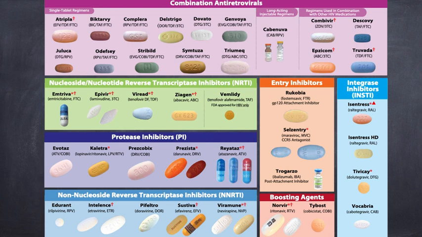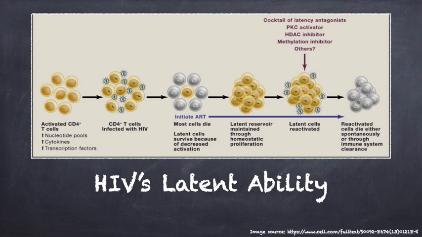These are the current medications that are available to HIV patients. Some of them you take once a day, and some of them are monthly injections. Examples of these are Biktarvy, Dovato, Genvoya, Complera, and Cabenuva, just to name a few. So this is HIV's latent ability. As you can see here, you can get rid of most of the HIV, but as soon as therapy stops, you can have the virus replicate again and spread.